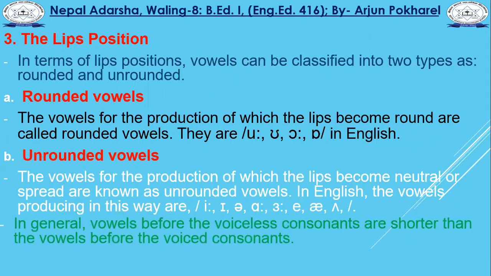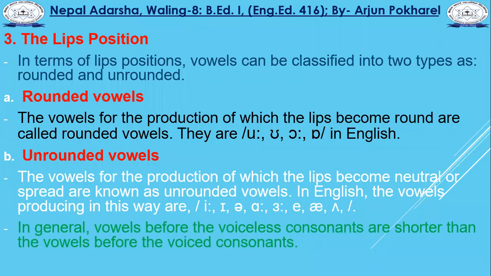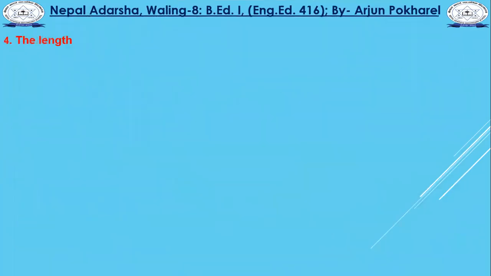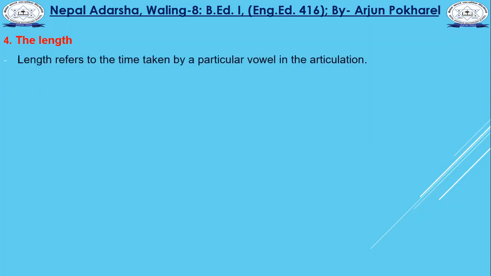In general, vowels before voiceless consonants are shorter than vowels before voiced consonants. You need to remember this. The next one is length. The time duration taken by a particular monophthong, a particular vowel, is known as its length. And according to length, vowels can be what?